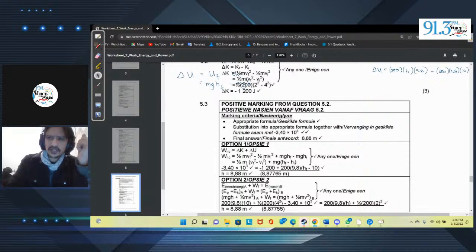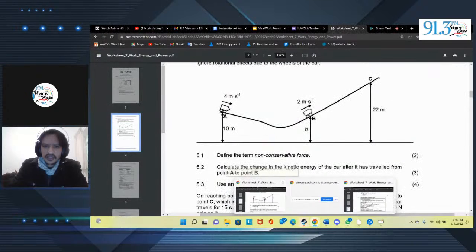Oh, sorry. Yes, we lost energy. Okay, so we can actually use this formula over here: WNC equals change in K plus change in U. And that makes sense because we know it's a non-conservative force. Right. So I actually forgot about a piece of information that they did give us.